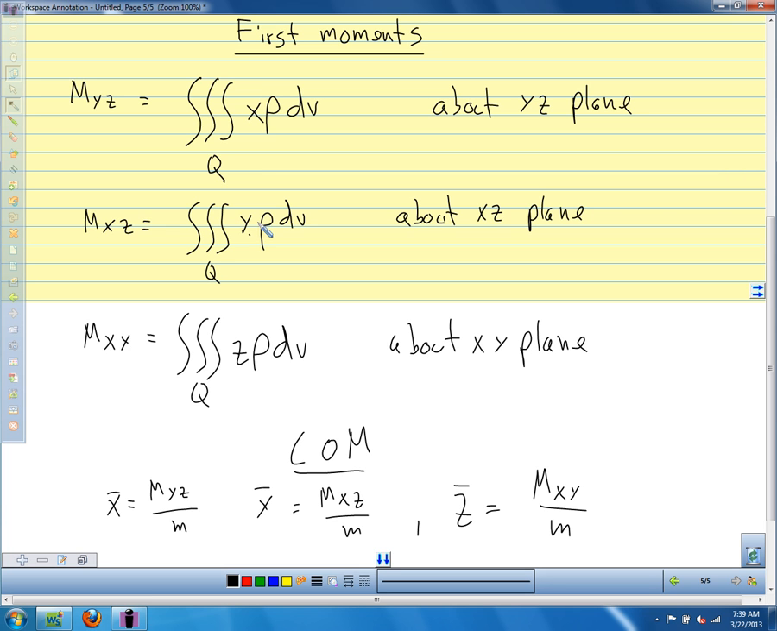We also can talk about our second moments, or our moments of inertia, and we can talk about lots of different moments of inertia. We said moment of inertia measures the resistance of an object to rotate. So now we have a solid, and we can talk about this moment of inertia about various axes. So I'm just going to list out our second moments. Very similar idea.